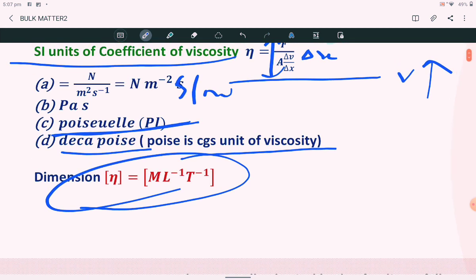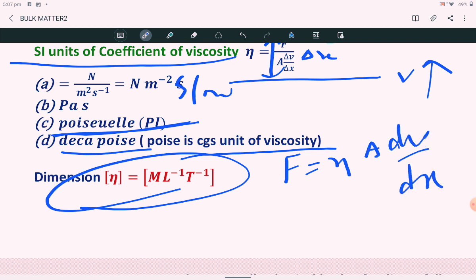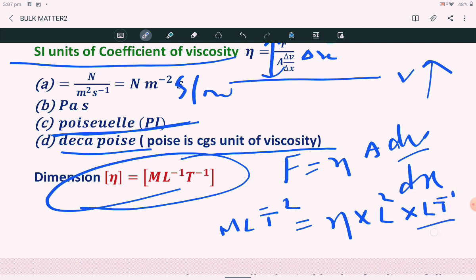Let us try to find out the dimension of eta. So we know that force is equal to eta A dv by dx. Now force dimension is M L T to the power minus 2. Eta dimension we need to find out. The dimension of area is L square, and the dimension of velocity is L T inverse, and dimension of displacement is L. So L will cancel out. Now if you simplify it, you will find that the dimension of eta is M L inverse T inverse.